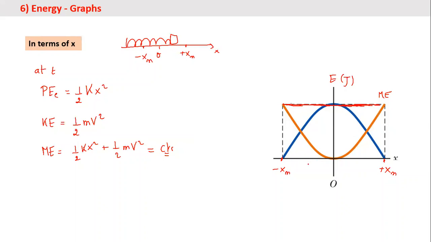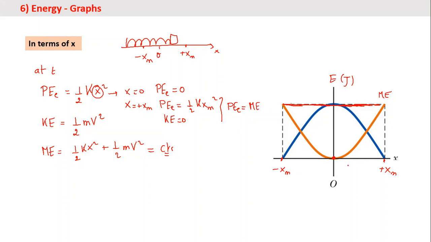Now, if I want to represent, for example, the potential elastic energy, I know that for x equal to 0, PEE is equal to 0. This means at the origin, x is equal to 0, so PE is equal to 0. But for x equal to plus xm, I will have the maximum elastic PE, half kxm squared. And at the maximum elongation, the speed is equal to 0, which means KE equals 0.